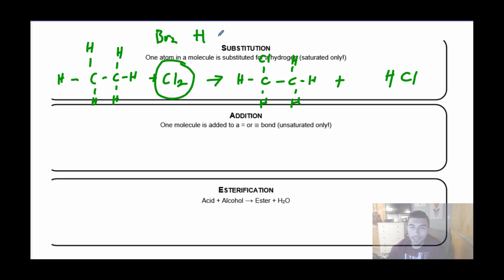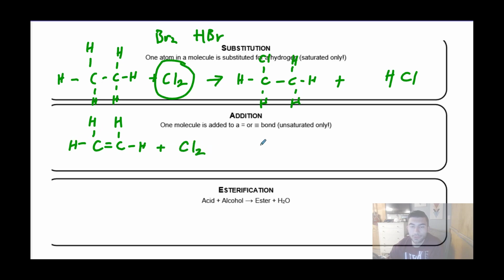So this molecule can be any of the halogens. It could even be HBr. The bromine would substitute in that case. But that's a substitution reaction. Addition is when I have an unsaturated hydrocarbon. So let's take ethene. Let's add the same thing.